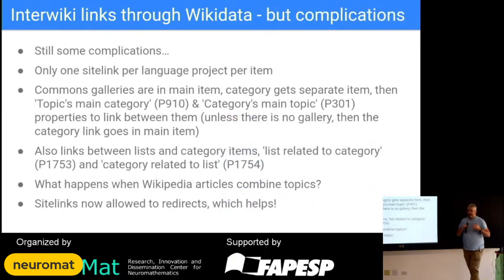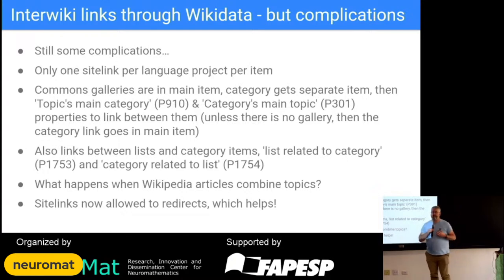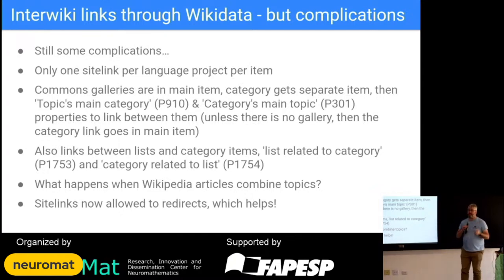So that simplified the problem a lot, but there are still complications here. In particular, there's a restriction that in one Wikidata item, you can only have one site link to one language project. So one link to Portuguese Wikipedia, you can't have two. Which, if you have an item, an article and a category, is a problem.